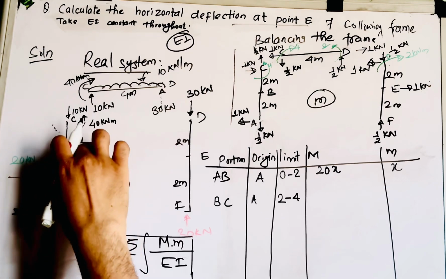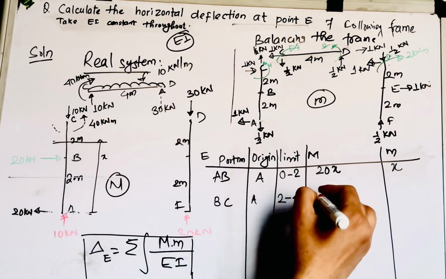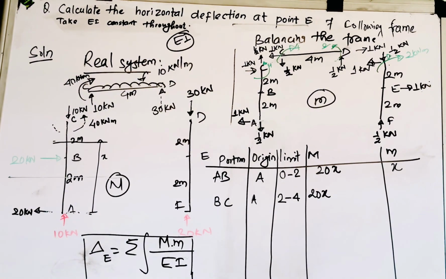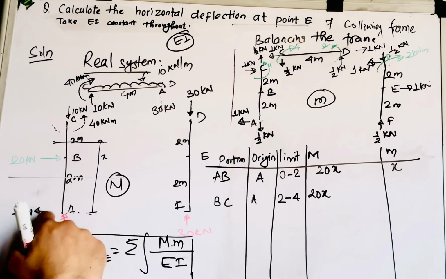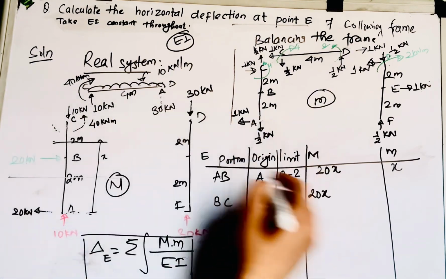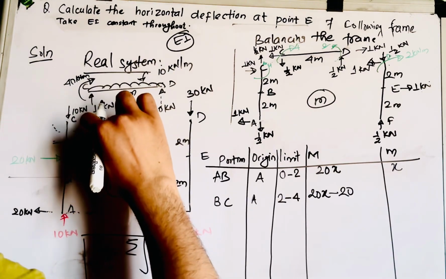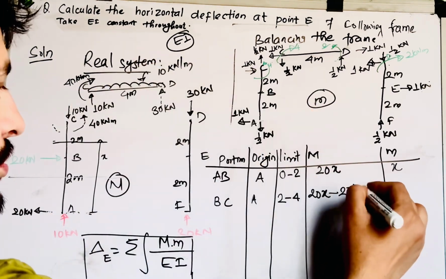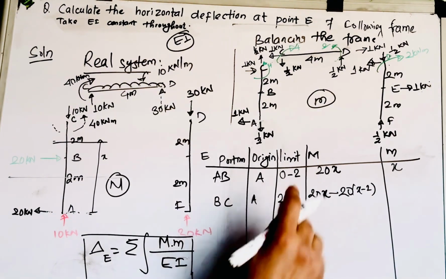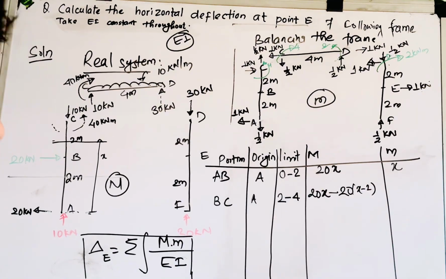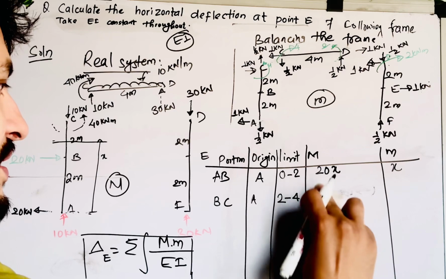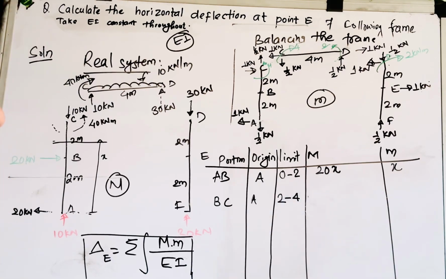Now the moment about this section will come out to be 20 into x, which is 20x, clockwise movement. Okay, 20 into this x clockwise, and this is anti-clockwise, negative 20. What distance is this? This is x minus 2. So if you solve this, 20x minus 20x plus 40, the 20x is gone, and what you can write is only 40 kilonewton meter. So there is only 40 kilonewton meter of moment about this real system.